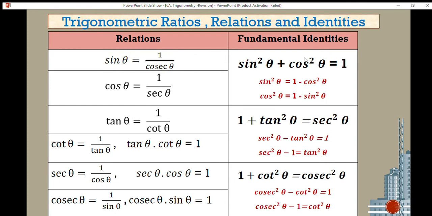From these identities, you can rearrange them and find new formulae: sin square theta means 1 minus cos square theta, or cos square theta means 1 minus sin square theta. From the second identity, we can rewrite sec square theta minus tan square theta equal to 1, or we can write sec square theta minus 1 as tan square theta. Similarly, the same logic applies for the third identity.